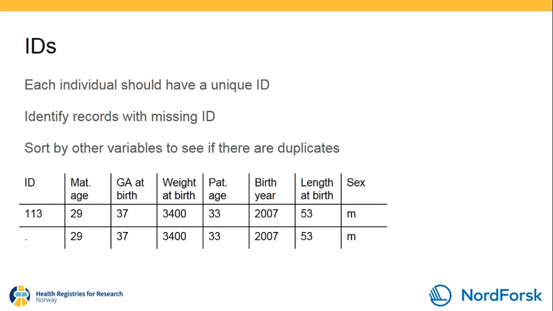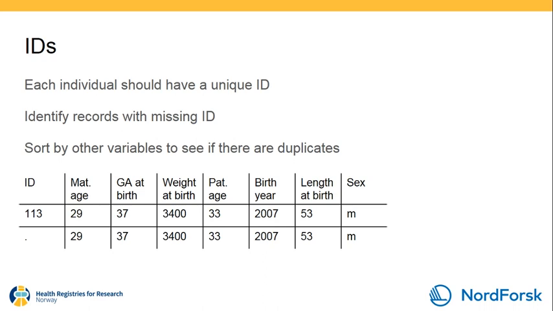So in this case, an individual with ID 113 has maternal age 29, so the age of the mother. The gestational age at birth was 37 weeks. Weight at birth 3,400 grams. Father's age 33. Birth year 2007. Length at birth 53. And this was a boy. So let's say this is from the birth registry. If we then sort according to, for example, the 3 or 4 first variables here, so you sort according to maternal age, gestational age at birth, weight at birth, paternal age, maybe even birth year, or maybe sort according to all of these, then we can see that they all match.